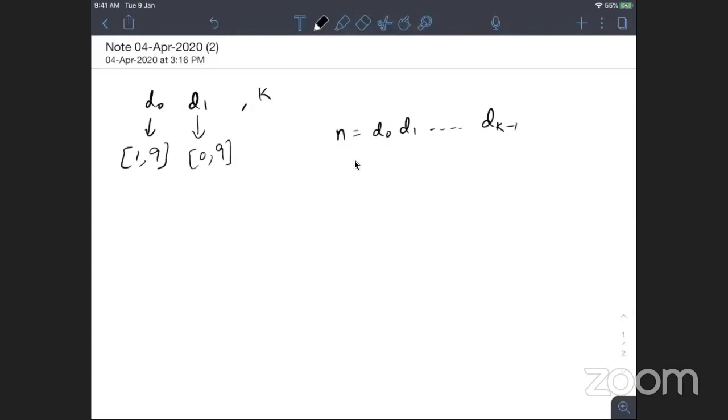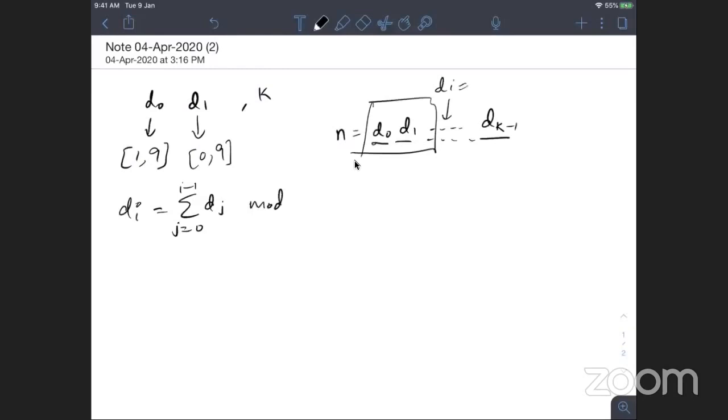Here, this is the first digit of N, this is the second digit and so on. This is the kth digit. It's not multiplication of the digits. It's more like how you represent it in base 10. And the way to create Di is you sum up all the preceding digits. So let's say here is a Di. You take the sum of all the digits before it and you take this modulo 10. That's how you create Di.